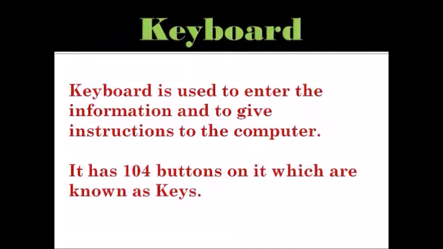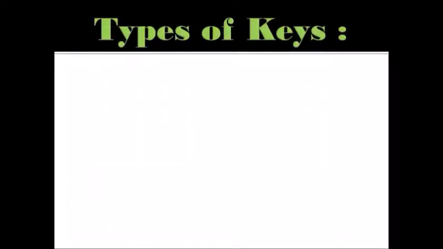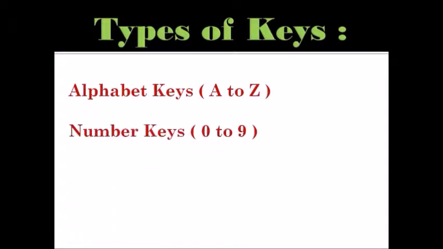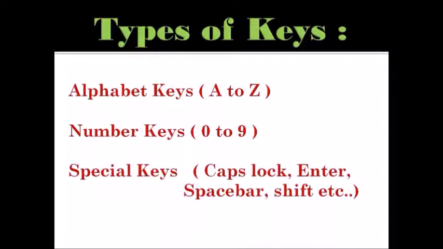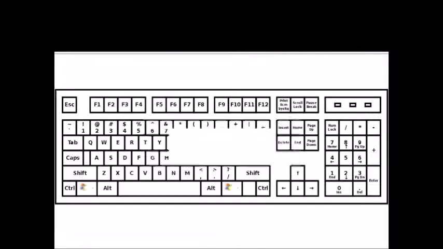So let us understand the function of these various keys on the keyboard. The types of keys. If you look at this keyboard, there are mainly three types of keys: alphabet keys, number keys, and the special keys. The alphabet keys are A to Z, then the number keys 0 to 9, and the special keys like caps lock key, enter key, spacebar key, shift key, delete key, etc. So let's see it.